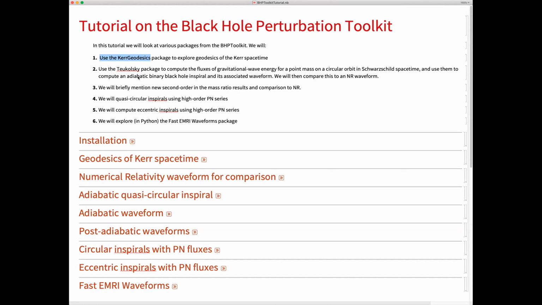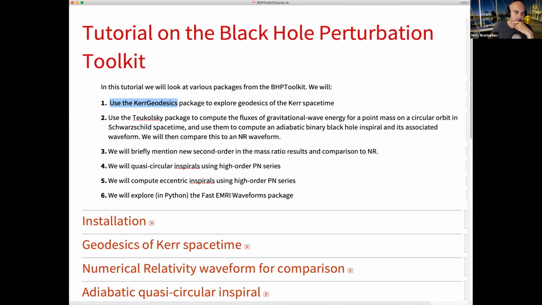Could you increase the font size just a little bit? Yeah, no problem at all. Is that better? Yes, that's better. Thank you. Great.